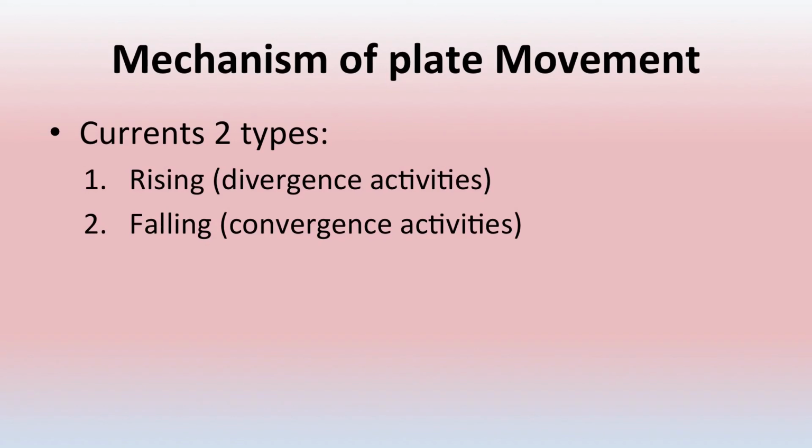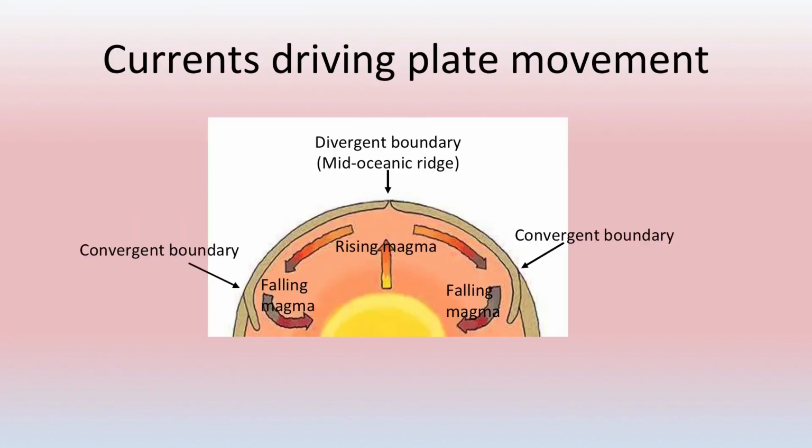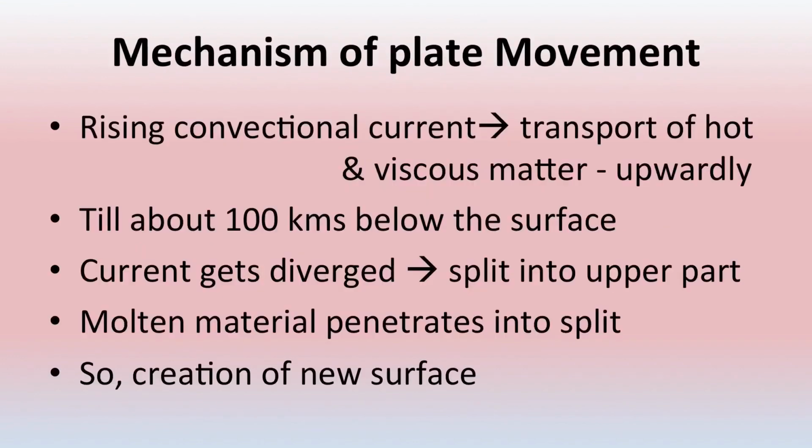Rising current is also related with divergent activities, and falling current is related with convergence activities. So, in the figure you can see rising current and then a falling current. Now, rising convection current results in transportation of hot and viscous material upwardly until about 100 kilometers below the surface. Then this current gets diverged, split into two, and then it gradually descends, and where there is a splitting, new surface magma comes out and new surface on the earth's surface is formed.